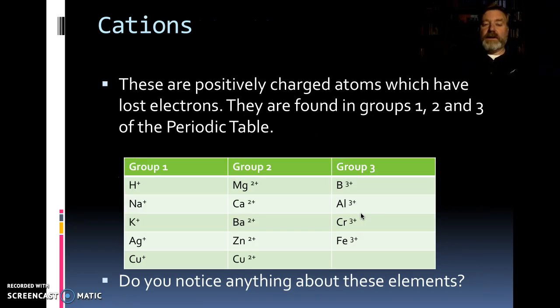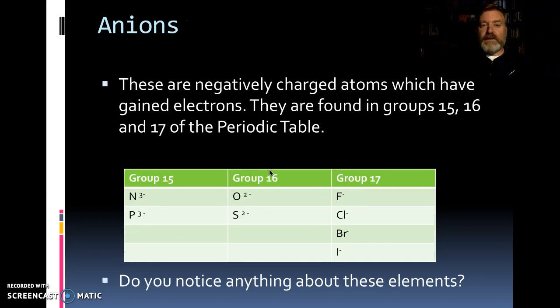Cations are obviously anyone that loses electrons. So if you lose one electron in this first group, so hydrogen, sodium, potassium, silver, and copper will all give up one electron. That one electron in the outermost shell, there's obviously more as well. Magnesium, calcium, barium, zinc, and copper can also give up. Copper is twice. Will give up 2 electrons. Metal's a little bit different. Boron, aluminium, chromium, and iron are capable of giving up 3 electrons. You tend to find them clumped together. And of course, do you know anything about these elements? They are all metals. So cations tend to be metallic.